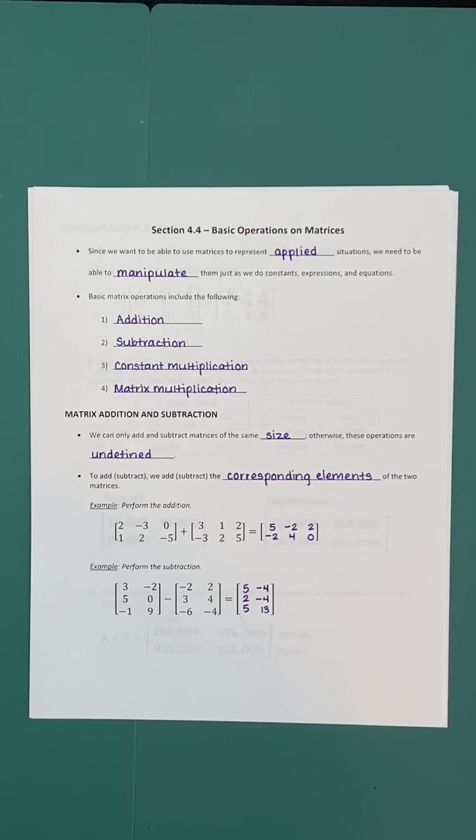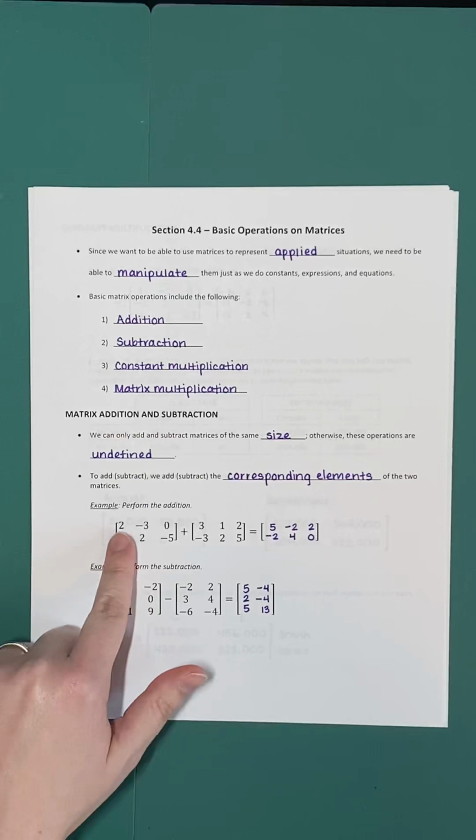So for the first example, we've got two matrices. Notice they're both 2 by 3, so they're the same size, which means that if we want to add them together, that operation is defined. So in order to add these two matrices together, we're going to match up the elements that are in the same location within the two matrices, and we're just going to add the individual elements together.